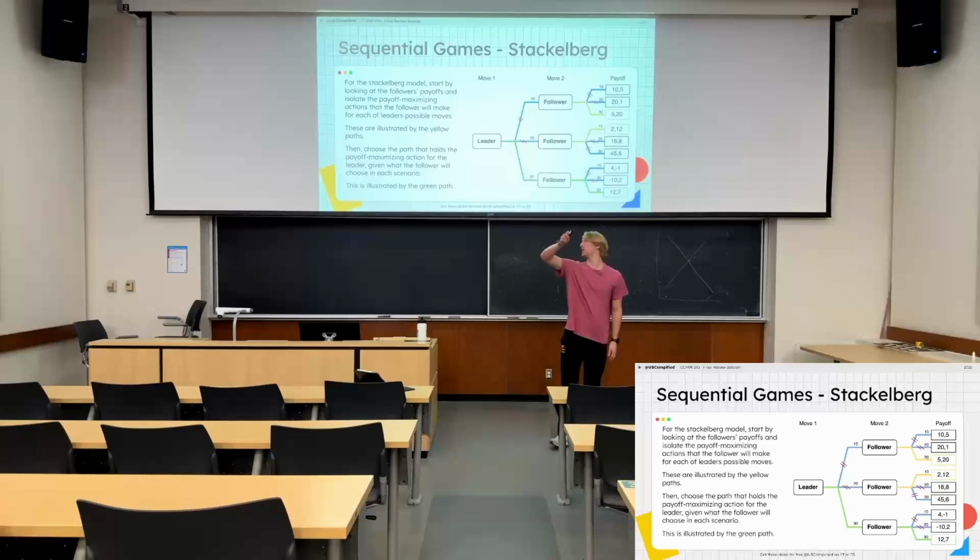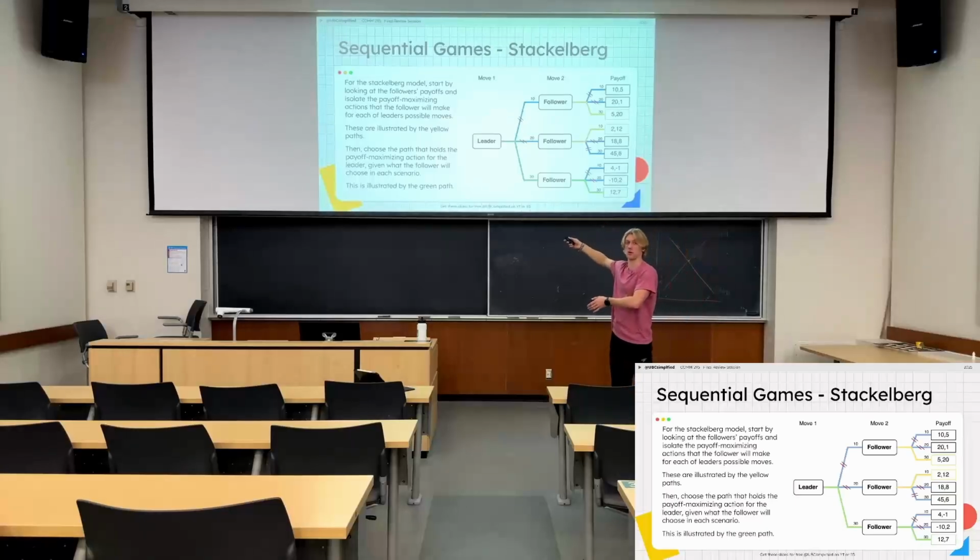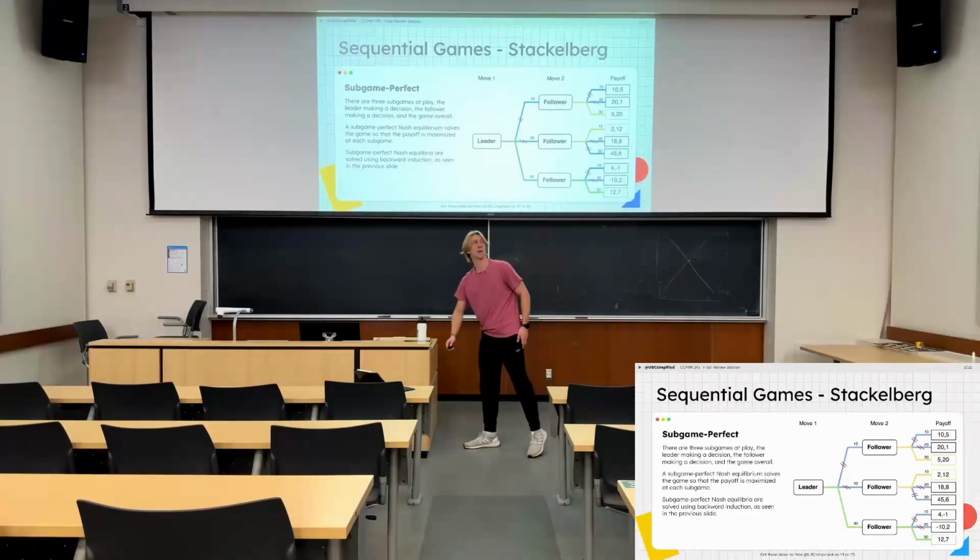And this, as you can see here, is illustrated by the green path, because the follower, it's yellow, picks its best options regardless of what the leader does. And then the leader says, okay, I don't want 2, I don't want 5, I want 12. I'm going to pick that one. And that's going to be the solution for this one.